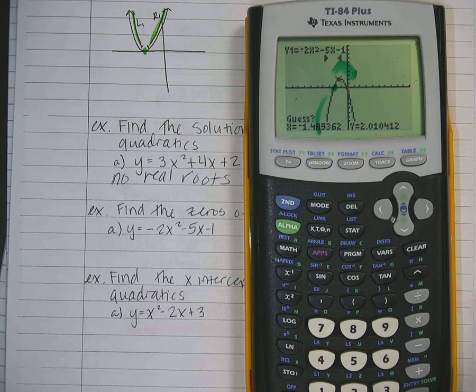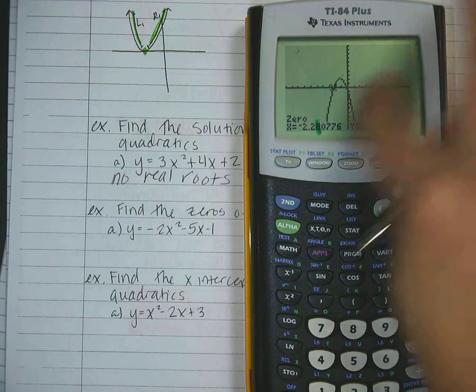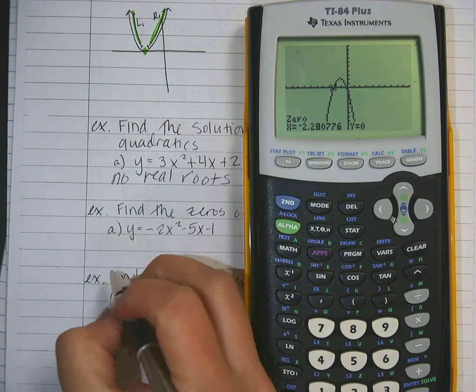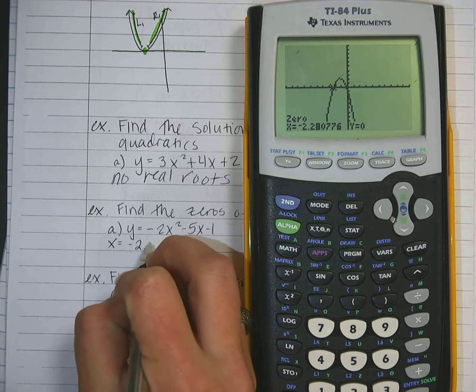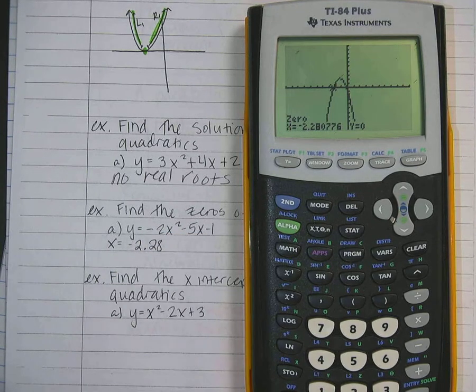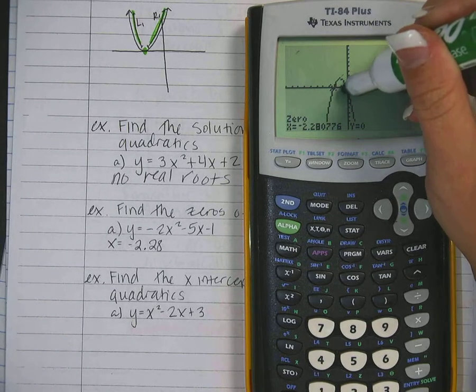Press enter. Enter one more time. I'm going to get a decimal. X equals negative 2.28. So that's my first one.